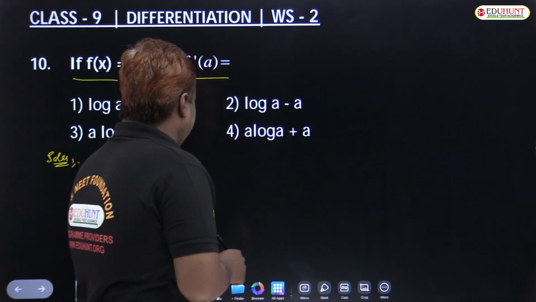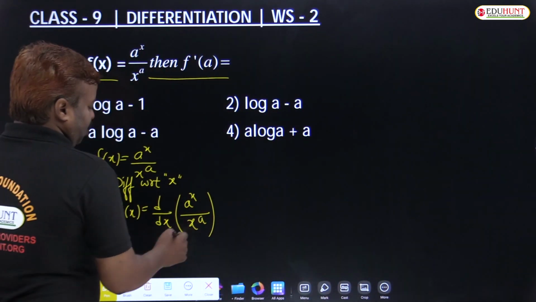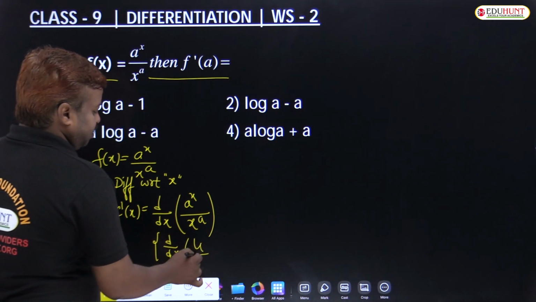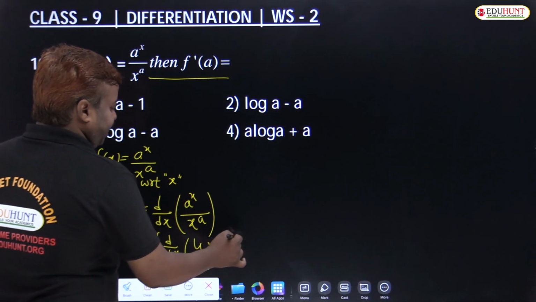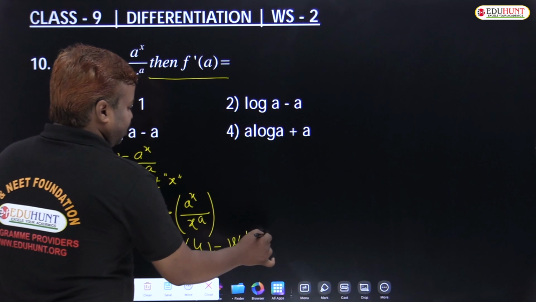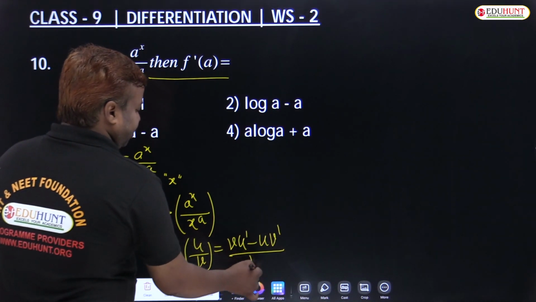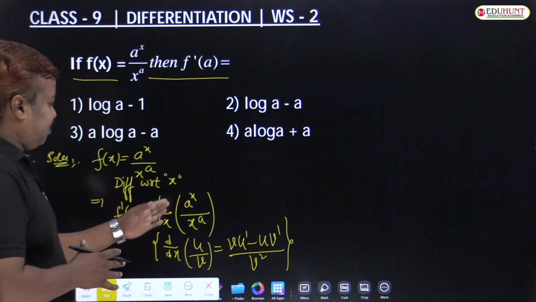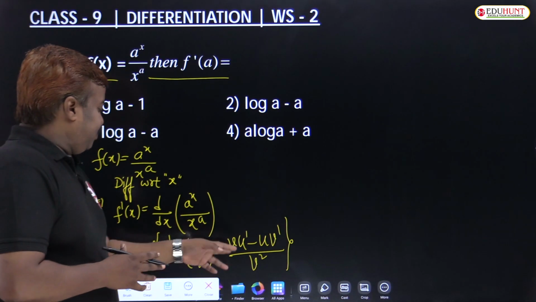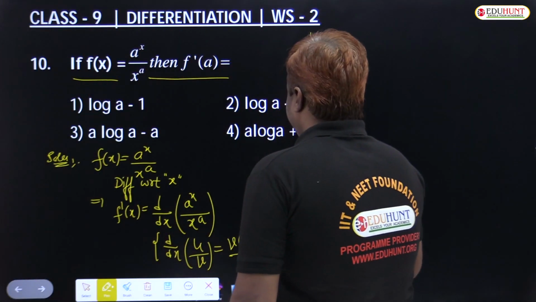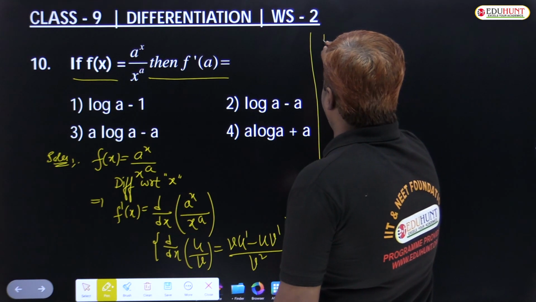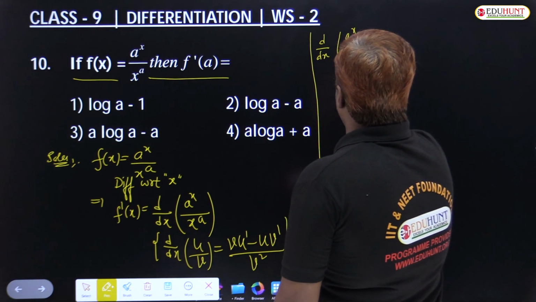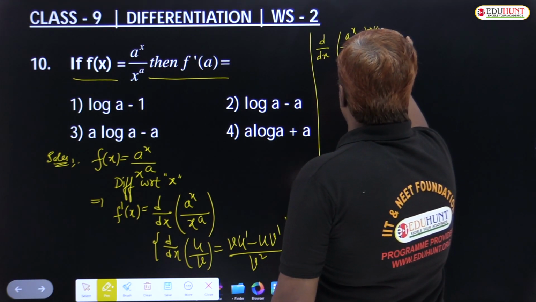What is u by v rule here? d by dx of u by v is nothing but v into derivative of u minus u into derivative of v divided by v square. Then you can see here derivative of a power x by x power a, v into u dash. Children, so I am assuming this one as u, this one as v.